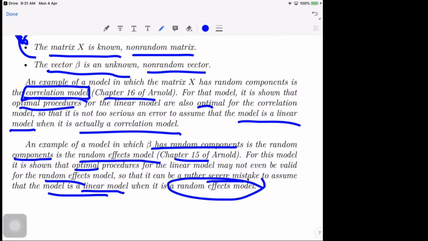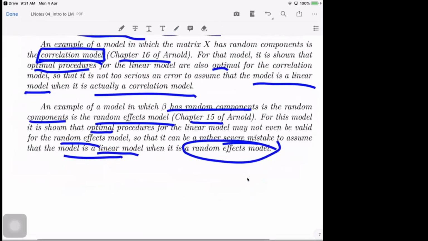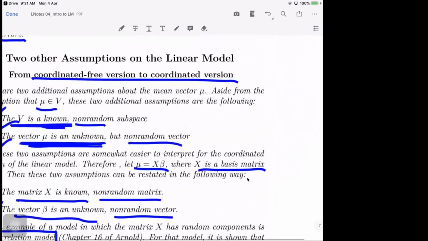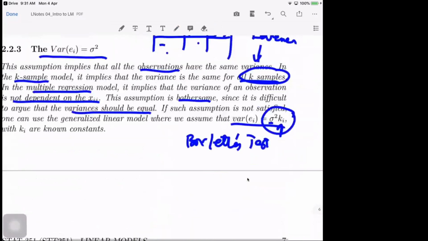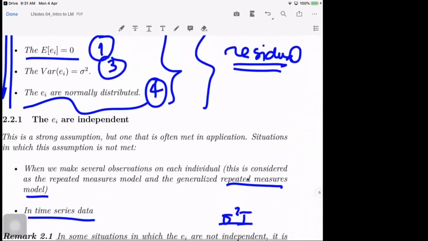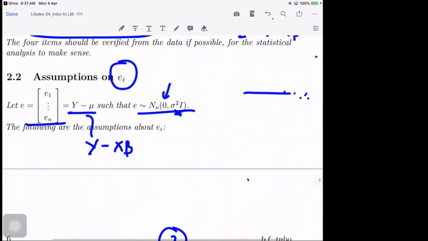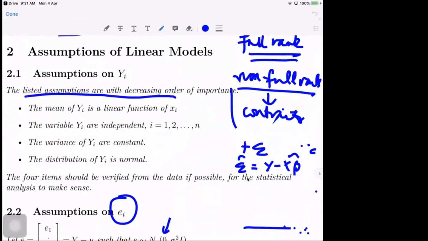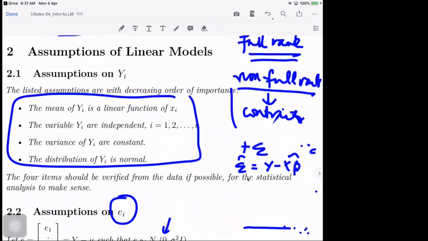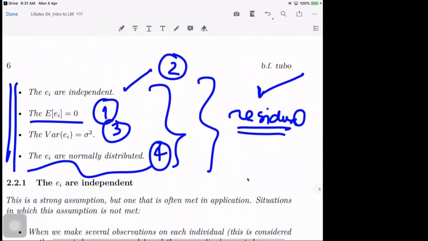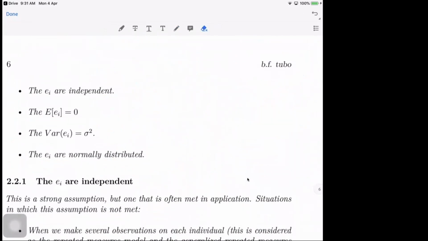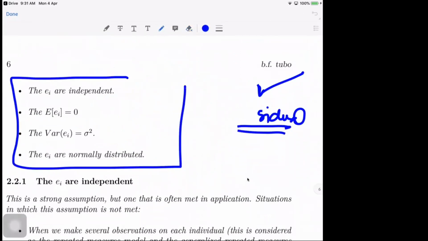So we should be very careful when we do regression analysis and make sure that the assumptions on Y or the assumptions on E are satisfied. Either you check this assumption at the start of the analysis, or you have to check these assumptions after doing the analysis to be able to have a good or meaningful conclusion of your model.